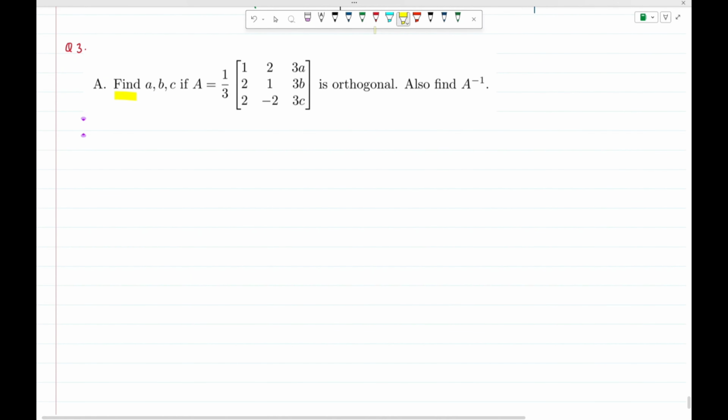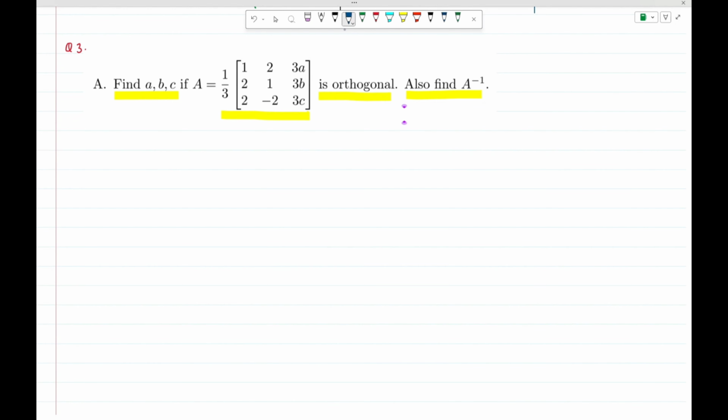We are given to find a, b, c if the matrix A is 1/3 of this and it is orthogonal, and then we are also required to find A inverse. Now we are provided the data that the given matrix is an orthogonal matrix. So based on that, firstly we are going to determine the constants a, b and c, and once we have determined the constants a, b and c, we will go ahead and find A inverse as well.